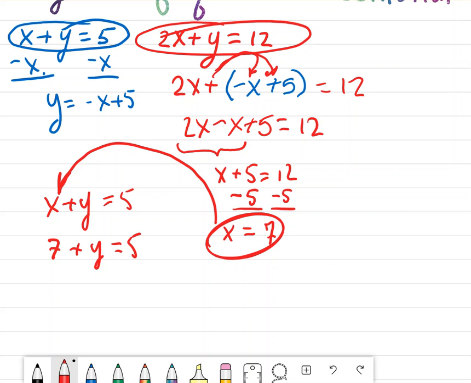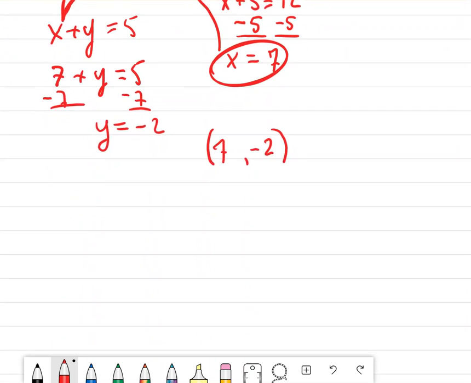Well, now at this point, I'm hoping you're seeing what's going to happen next. What's going to happen next is we're going to get rid of this 7 and get rid of this 7, and we end up with y equals negative 2. So currently our solution is 7, negative 2.